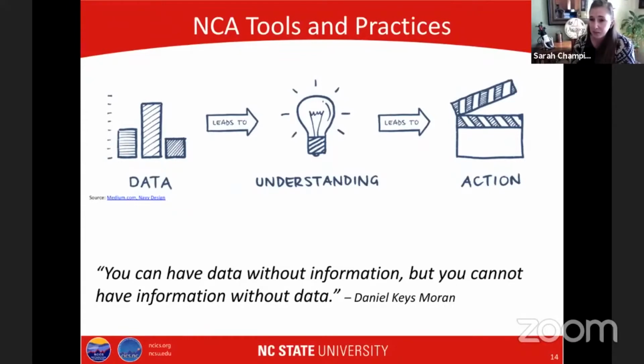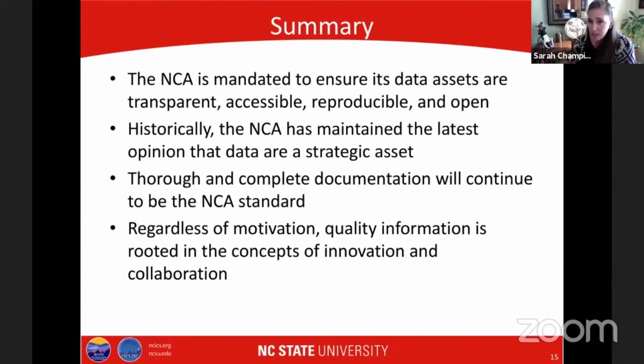So in summary, yes, we are mandated to ensure data assets are transparent, accessible, reproducible, and now also open. Historically, we've always maintained the opinion that data are a strategic asset, and we will continue our standard of thorough and complete documentation because regardless of motivation, quality information is rooted in the concepts of innovation and collaboration.